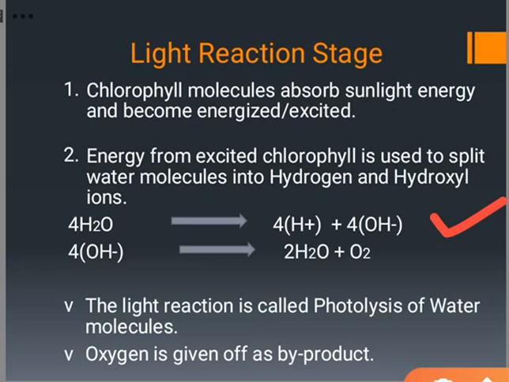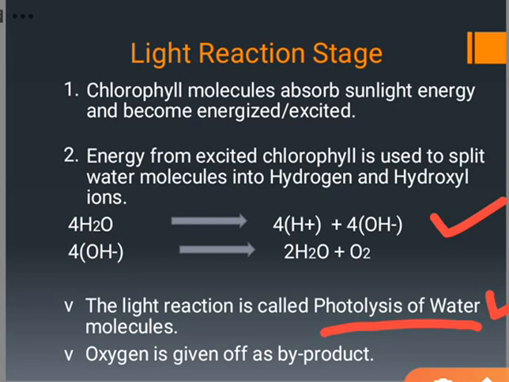Now, in continuation of that process, the hydroxyl ion is further split into water and oxygen. Now, as you have seen, because this light reaction stage involves splitting of water molecules, that light reaction stage is called photolysis of water. We call it photolysis of water. So don't forget that term. The light reaction stage of photosynthesis is also referred to as photolysis of water. Why? Because it involves splitting of water molecules.